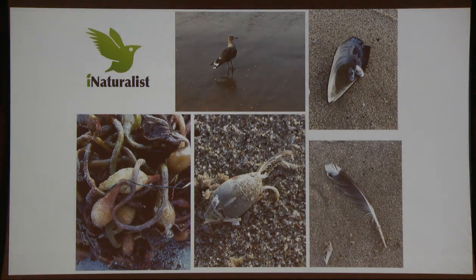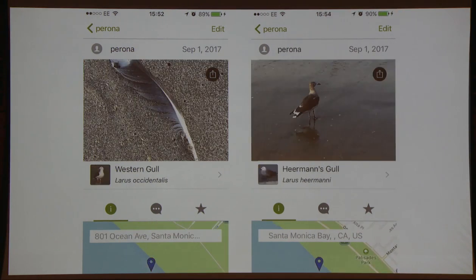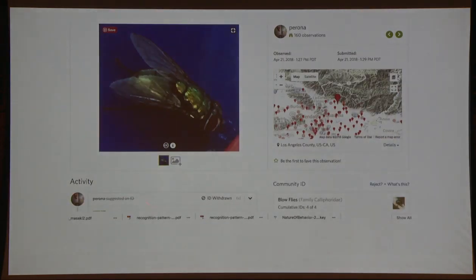So this is a walk I took on the beach a few months ago. These are things I photographed, and you can feed them into iNaturalist, the app, and it can recognize them for you. So I'm happy if you download it now. I'm happy after the talk to help you get going. So you can feed a feather. Here is a fly that was on my plate one day, and so I identified it.